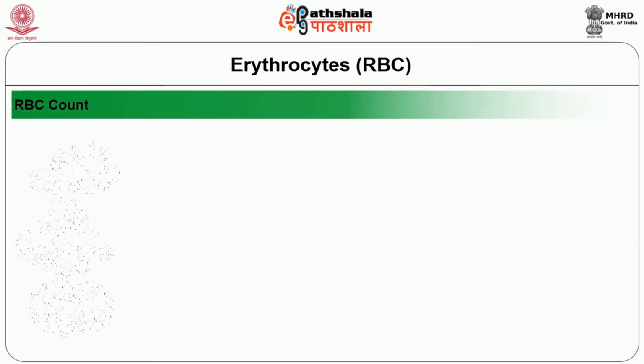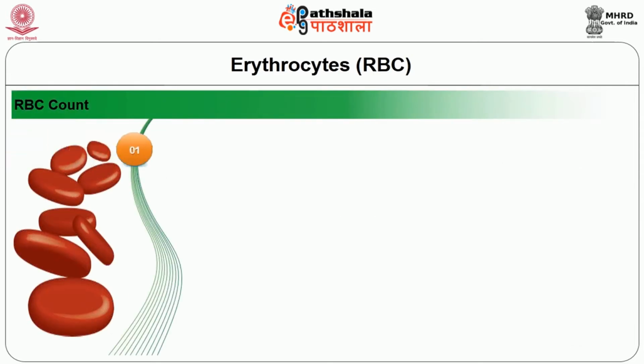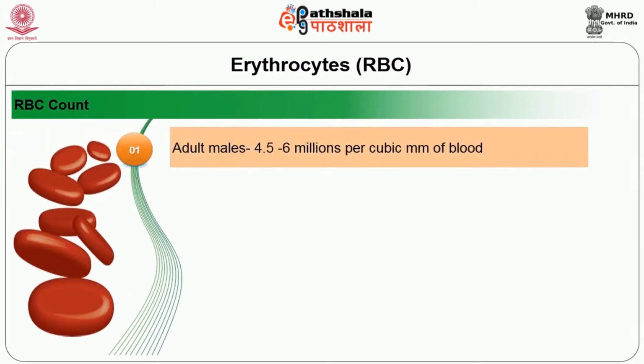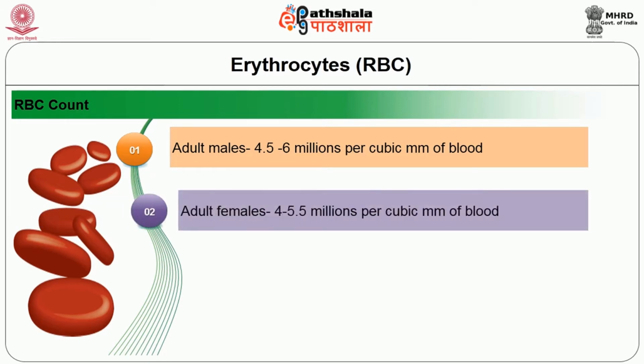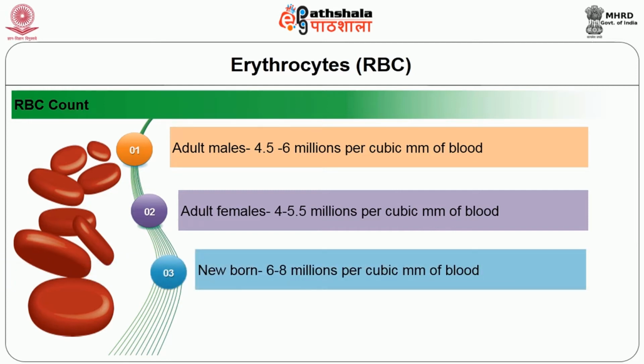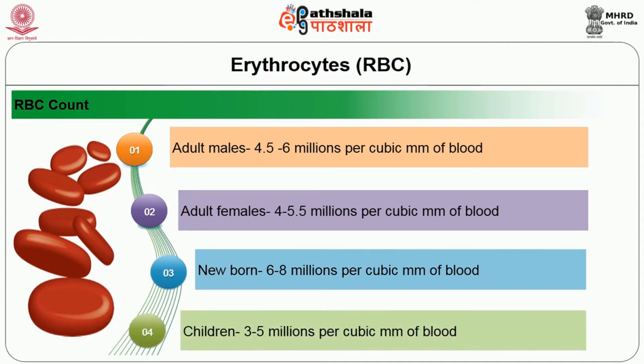Coming to the RBC count. In the adult males, the count is 4.5 to 6 millions per cubic millimeter of blood, while in the adult females, it is 4 to 5.5 millions per cubic millimeter of blood. And in the newborn, it is 6 to 8 millions per cubic millimeter of blood, while in the children, it is 3 to 5 millions per cubic millimeter of blood.